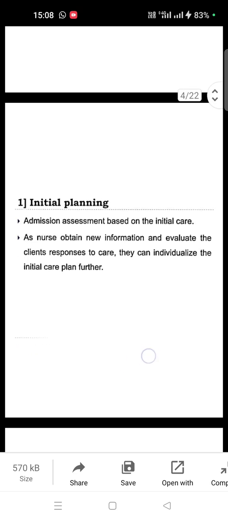Initial planning is done at patient admission assessment, so we can carry out the admission procedure. What information can we give the patient, and we evaluate the patient's response. If you are going to put in an IV line, you can explain it. Once you explain, you can evaluate whether your patient accepts it, which is the response to care. So that is the initial plan.